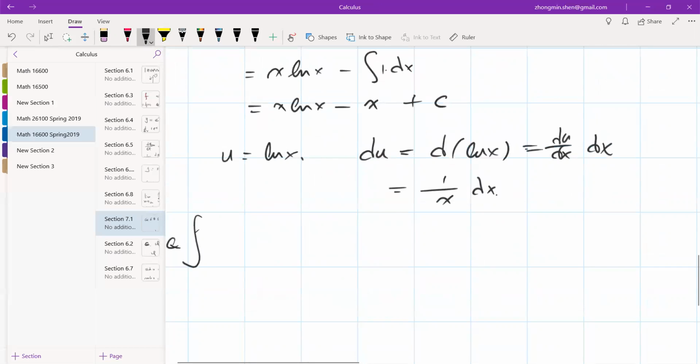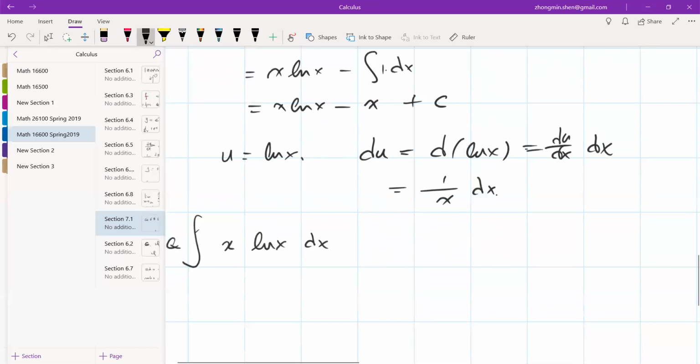Then if I have this, how can I do that? I want to get rid of natural log x. It's harder to deal with that, but if you differentiate, you can get rid of it. So this is a little bit more difficult than the previous problem.